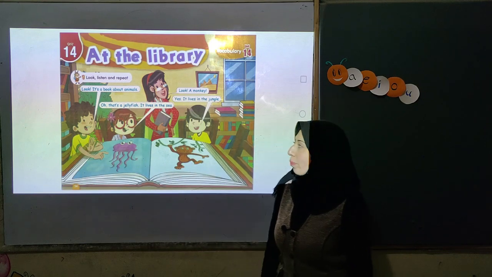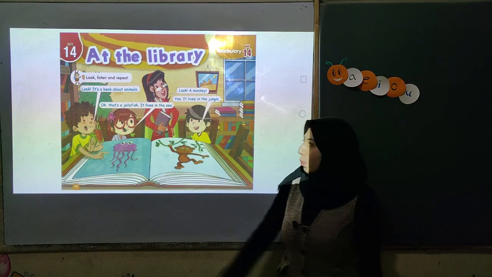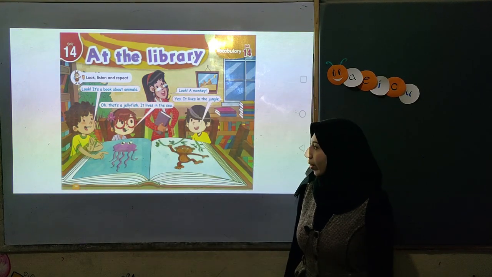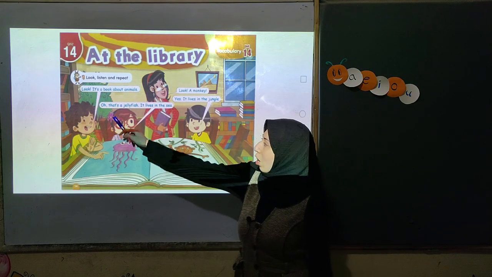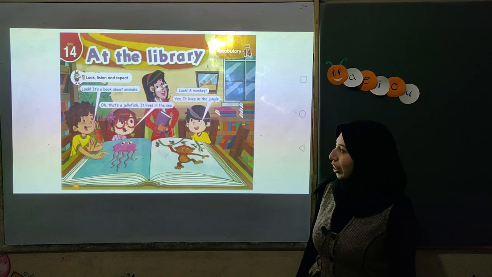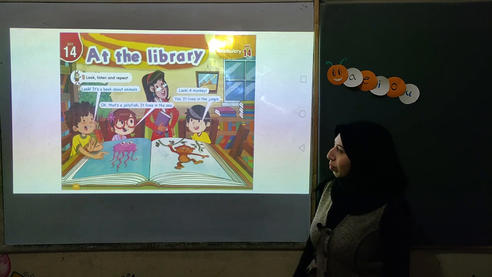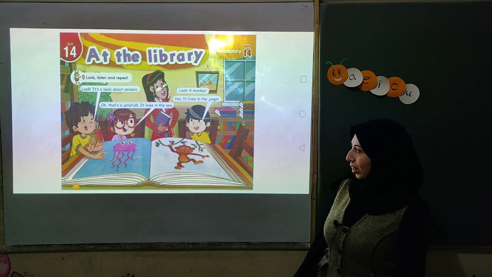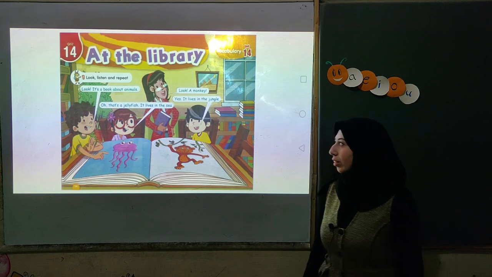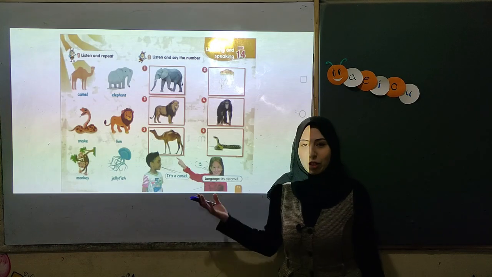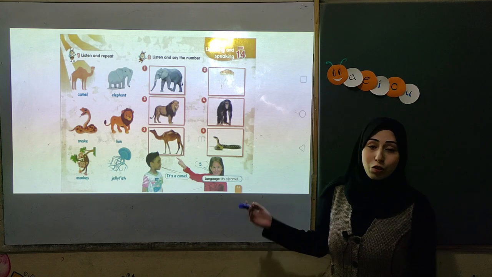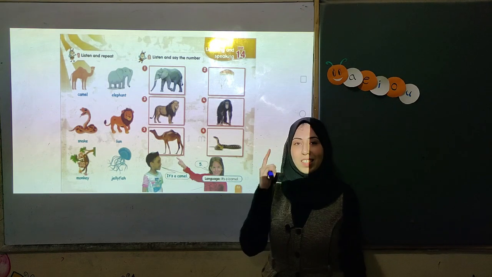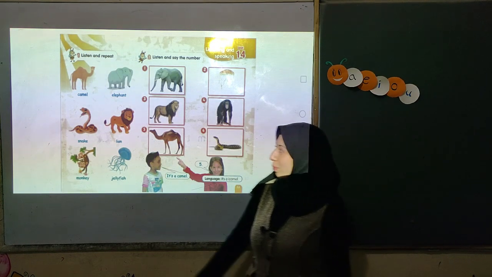Here is Yusuf. Look, it's a book about animals. Hannah, oh, that's a jellyfish. It lives in the sea. Miss Muna, look, a monkey. Hani, yes, it lives in the jungle. Here we have some animals. Let's read them together. Try to listen and repeat.